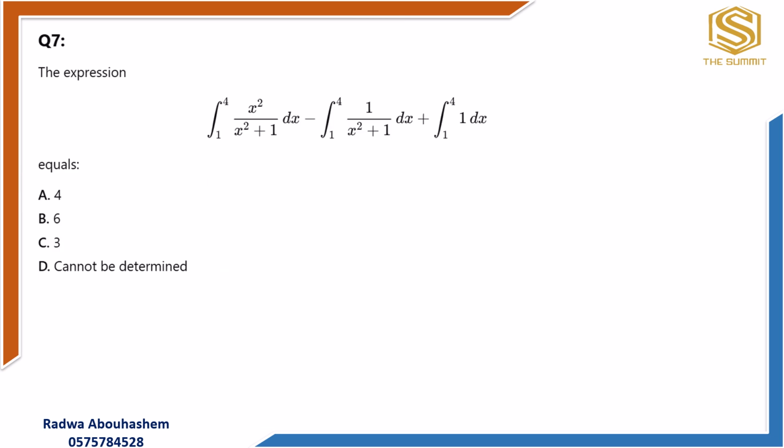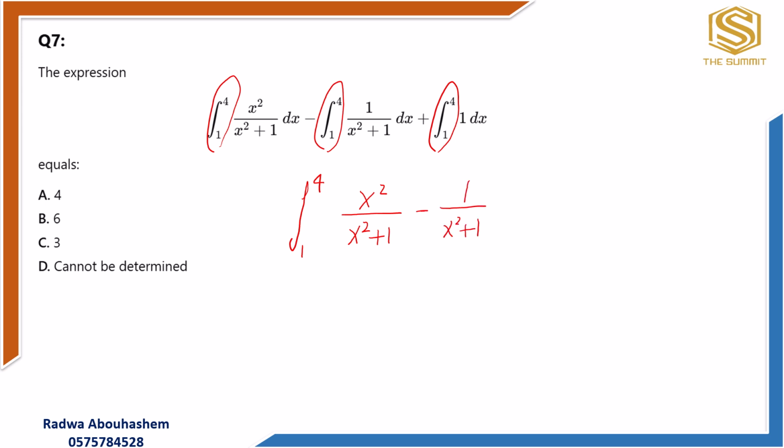Okay, here we are given an expression, the definite integration from 1 to 4, and he's asking me to evaluate it. Just be smart and look at the question here. You have the same integration in each part. So I could combine them. Now let's combine them. It would be x power 2 over x power 2 plus 1 minus 1 over x power 2 plus 1 plus 1.